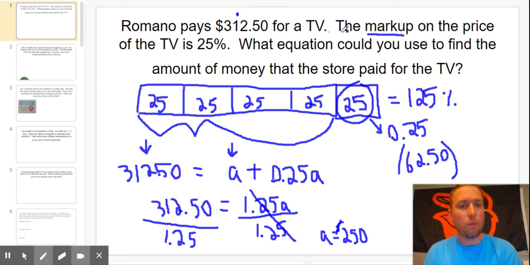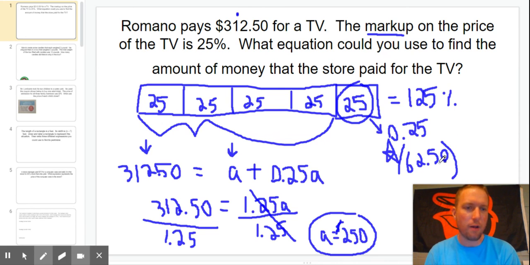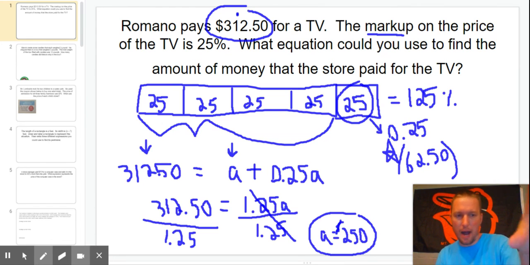And then this customer, Romano, comes in and buys the TV for $312.50. So what does the store make? They buy the TV for $250 down here. They mark it up for 25%, which is $62.50, and they sell it to the customer up here for $312.50. So that, ladies and gentlemen, is how the store would make their money. They buy a good, they mark it up, and they sell it to the consumer, okay?